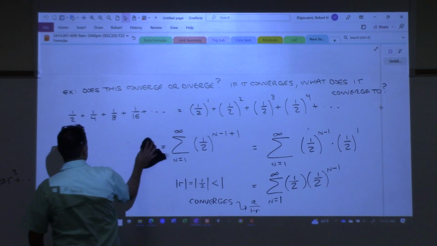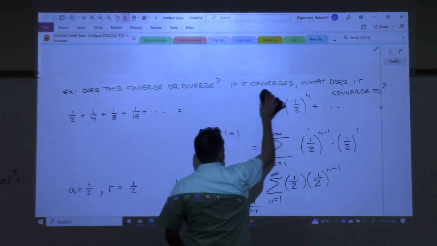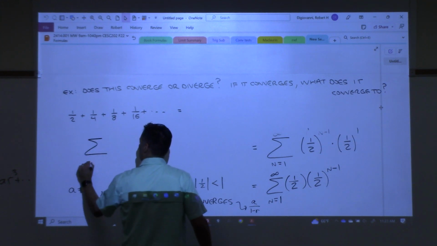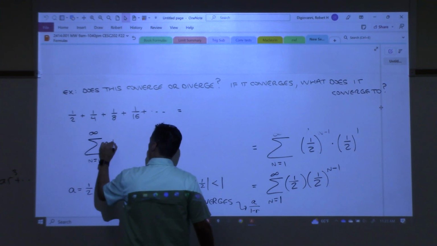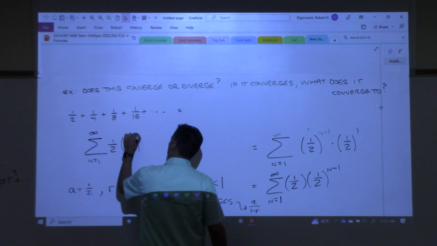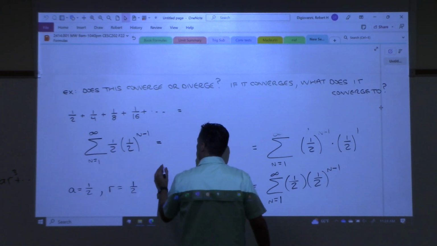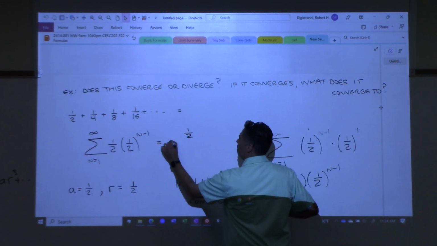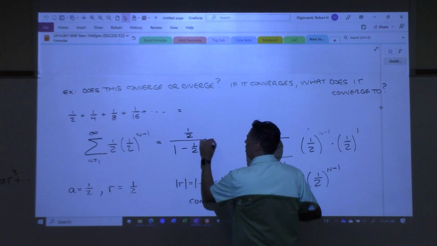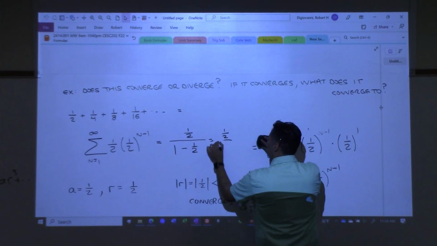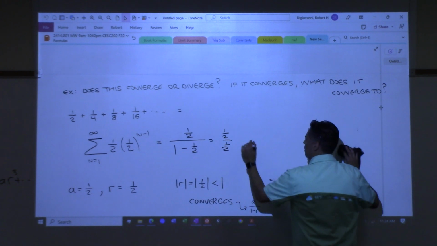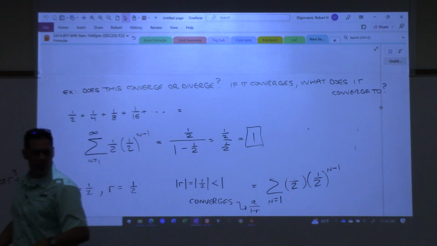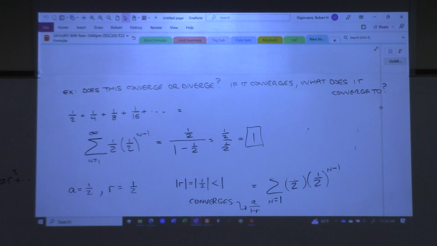This converges, this sum, I'm going to write it this way. The sum n equals 1 to infinity of 1/2 times 1/2 to the n minus 1, that converges to A. What's A? 1/2 over 1 minus 1/2. But 1 minus 1/2 is 1/2, and 1/2 over 1/2 is 1. So it converges to 1, which is what we thought it would do looking at the geometric thing we did a second ago with the squares.